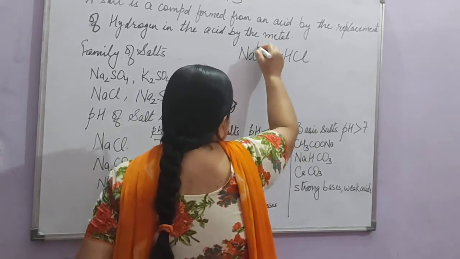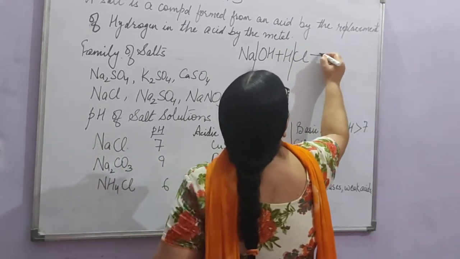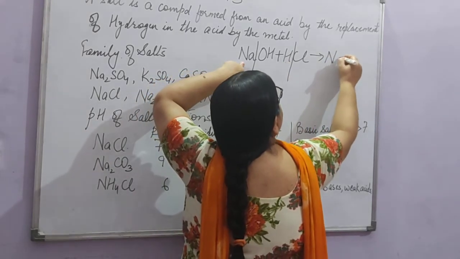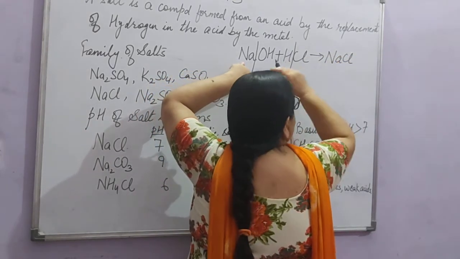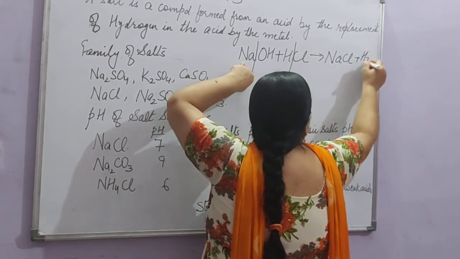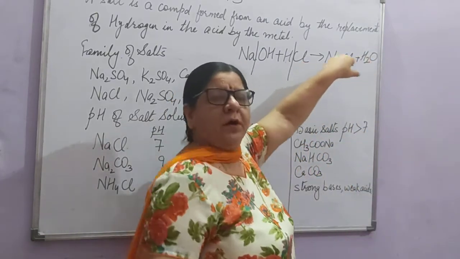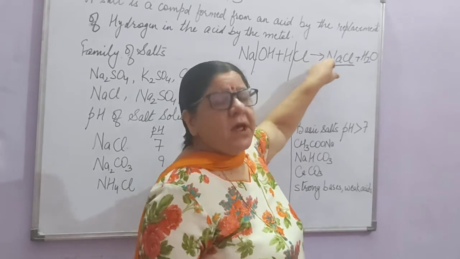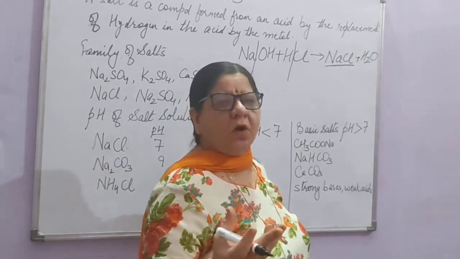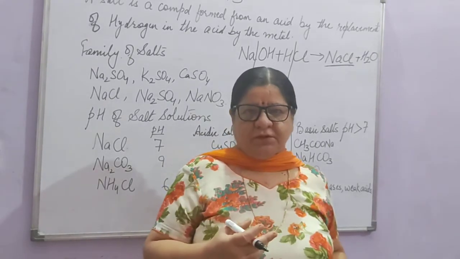So what will happen? This hydrogen will be replaced by the metal and it will form NaCl. Plus, of course, water will be formed. So this compound which is formed, that is known as salt. Now the common name of NaCl is also salt. This is the salt which we use in our kitchens also.